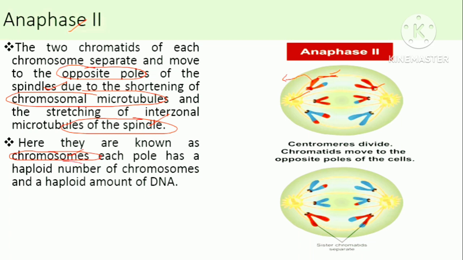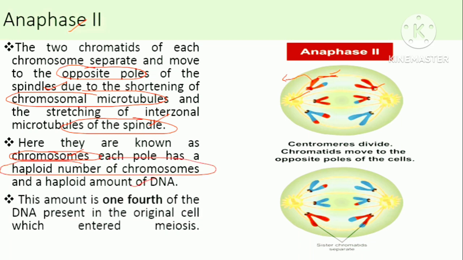Each pole has a haploid number of chromosomes and the haploid amount of DNA. And the amount is 1/4 of the DNA present in the original cell which entered the meiosis. As we have earlier discussed, during interphase of this meiosis, the DNA is replicated once while the separation occurs twice. So the original content of haploid chromosome will be present in this half of the arm.